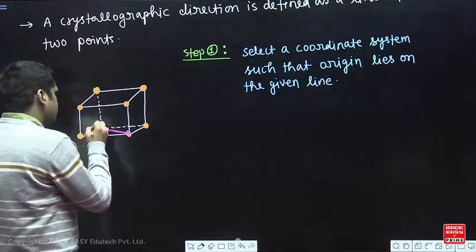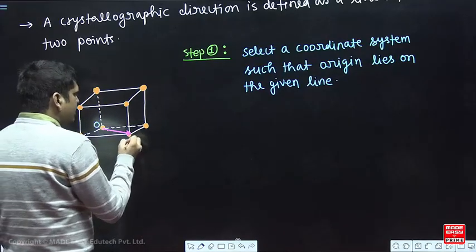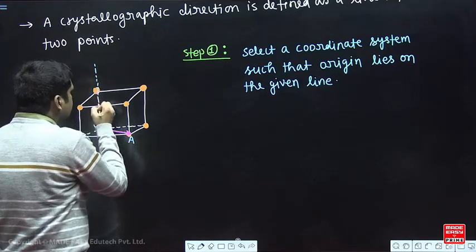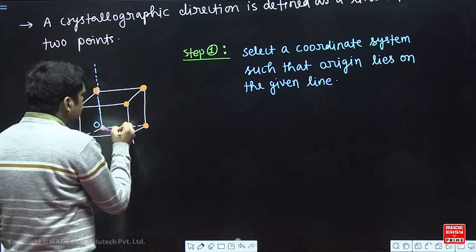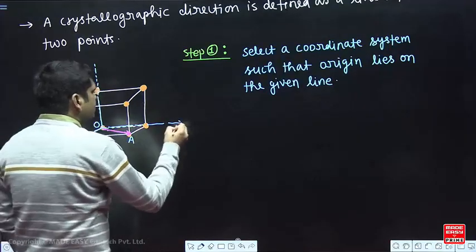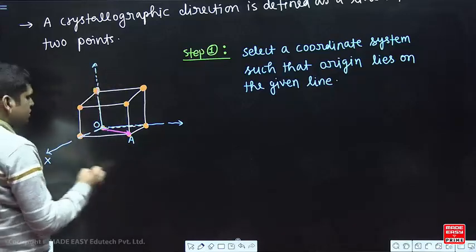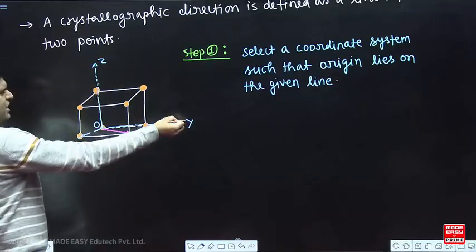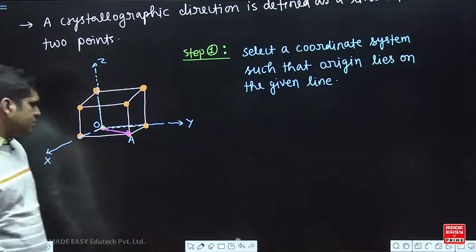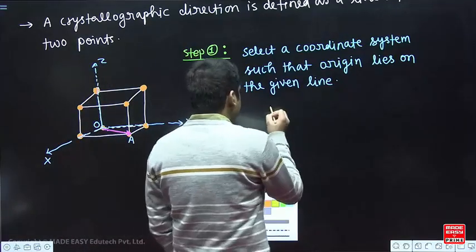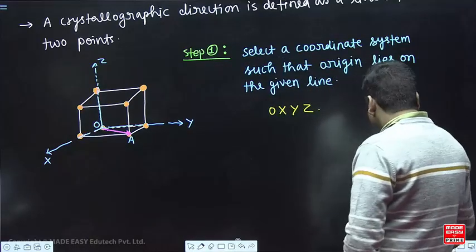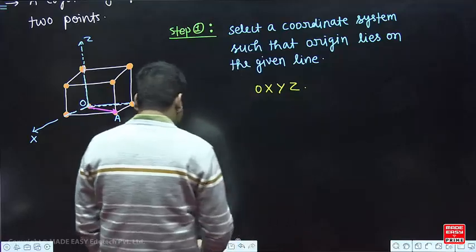So let us select it. This is origin O. I am taking this line as A. So now you see the coordinate system can be defined like this. This is our coordinate system. Any of these three axes can be assumed as, let us suppose this is x, this is y, this is z. You can take any of them. So this is the coordinate system we have defined. So O, x, y, z. This is the coordinate system.